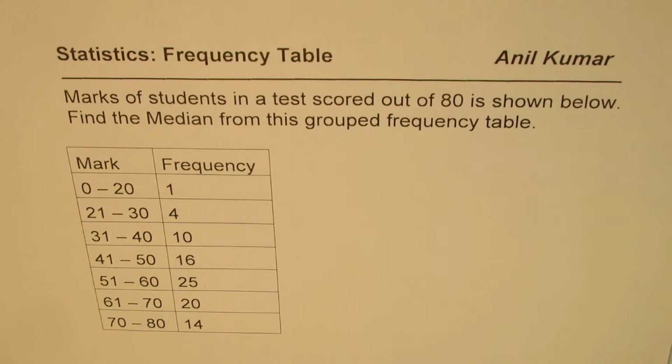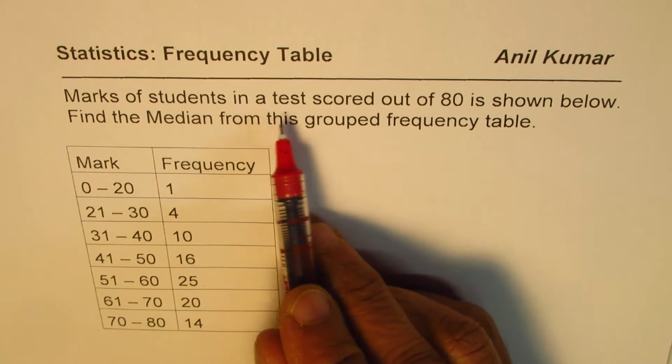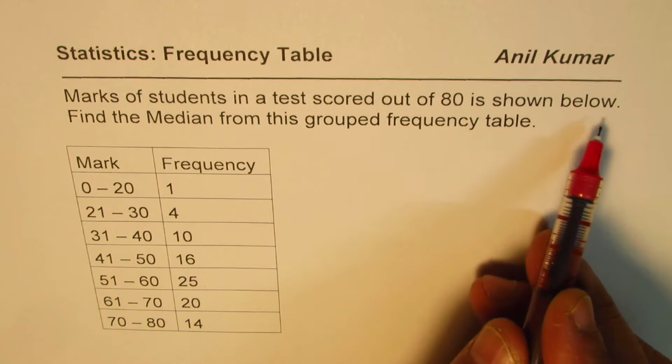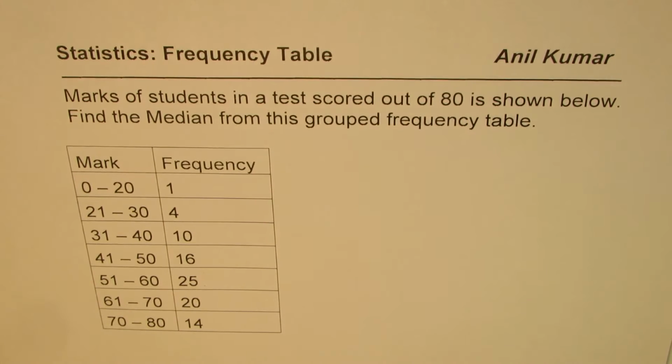I'm Anil Kumar, sharing with you a very interesting example in which we are going to find the median from a grouped frequency table. The question here is: marks of students in a test scored out of 80 is given below. Find the median from this grouped frequency table. I have taken this example earlier and we have found the mean and mode from the same data. Now in this particular video, we'll figure out a method of finding the median.